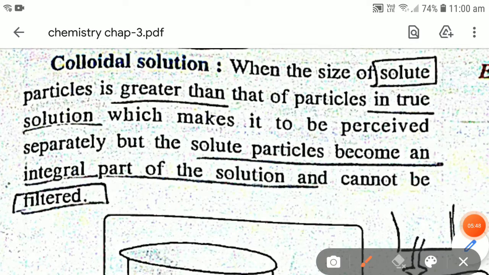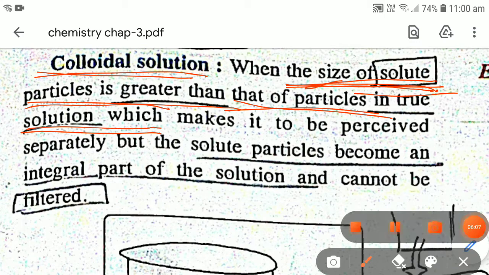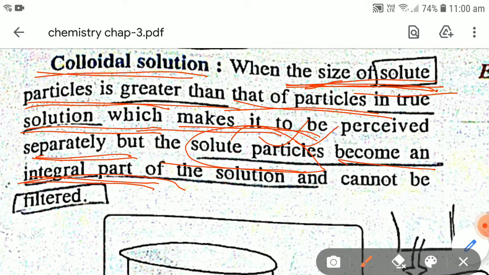Now let us understand the concept of colloidal solution. Here the matter is the opposite of a true solution. Here the size of the solute particles is greater than that of the particles in a true solution, which makes them perceived separately, but the solute particles become an integral part of the solution and cannot be filtered.